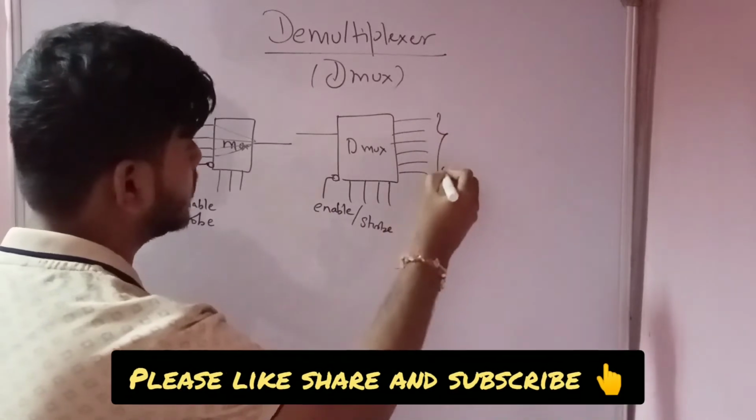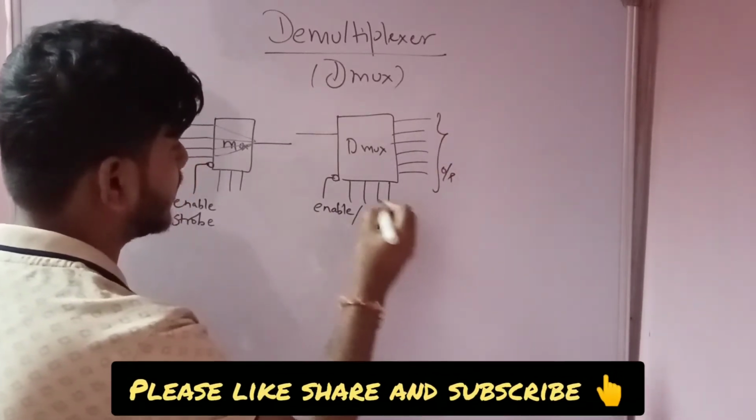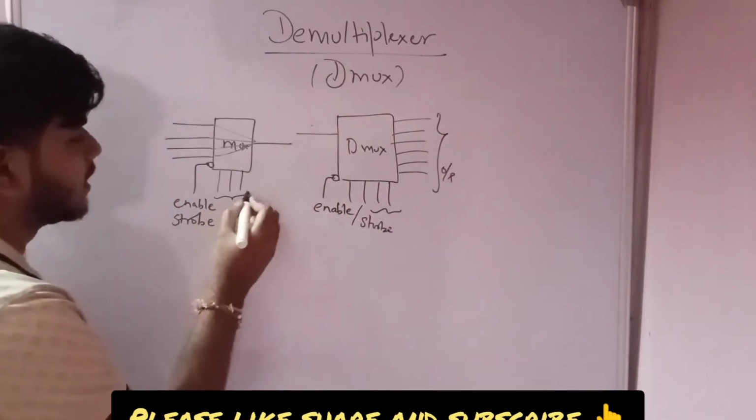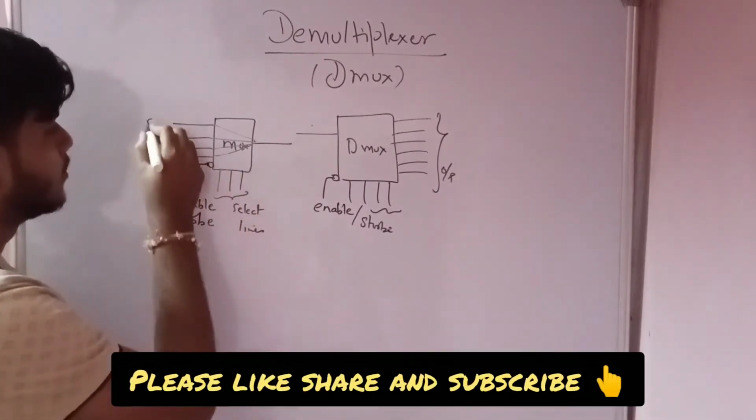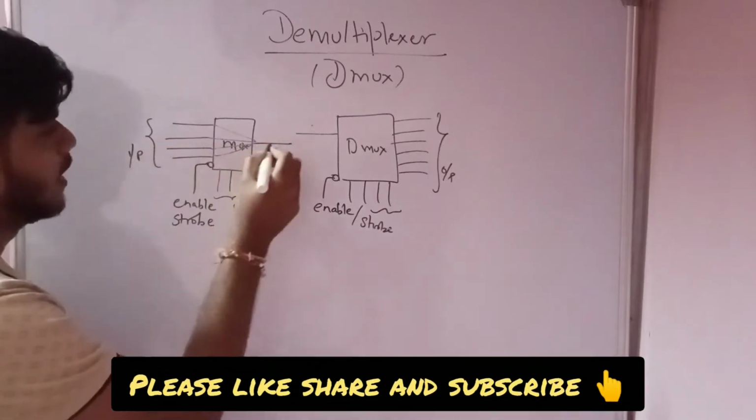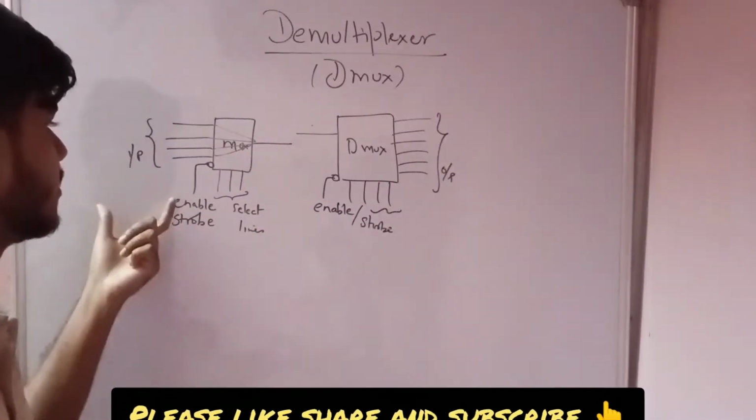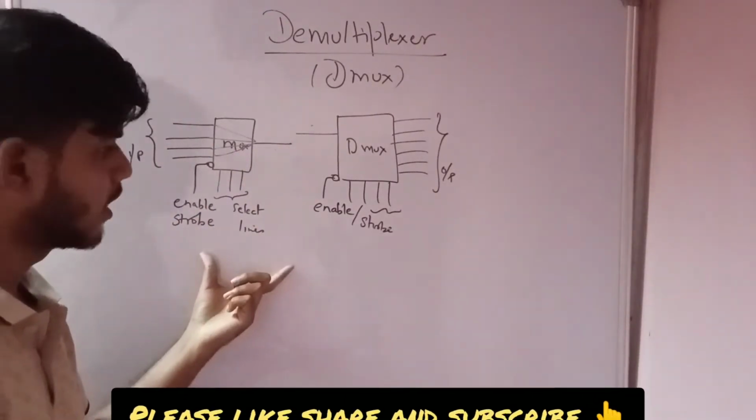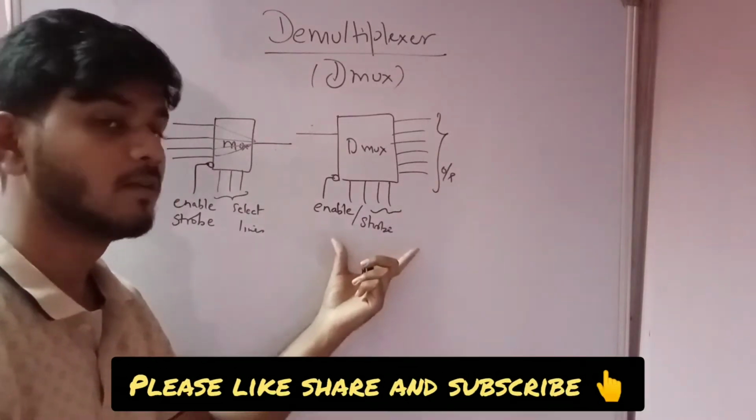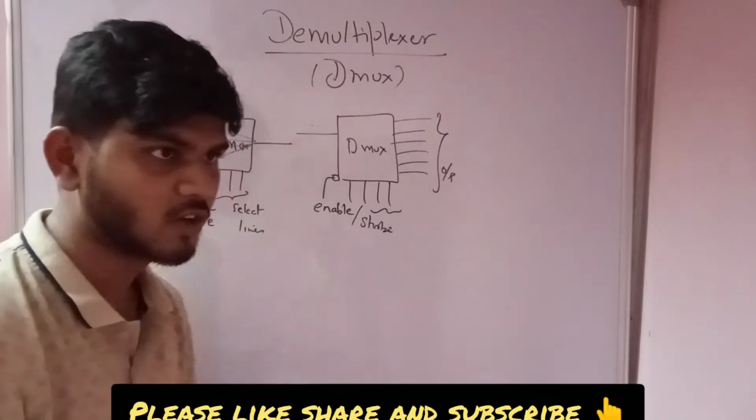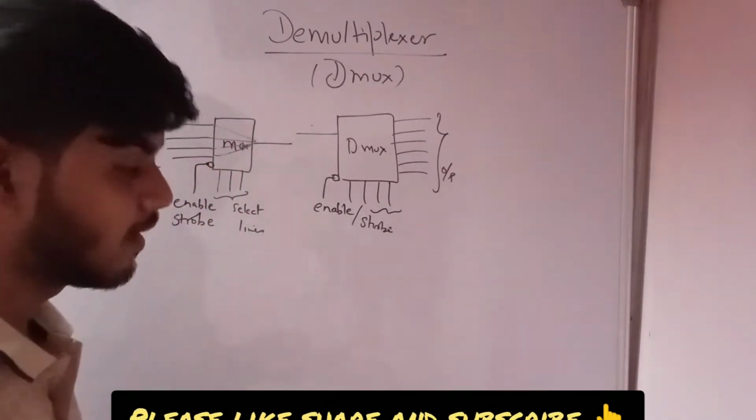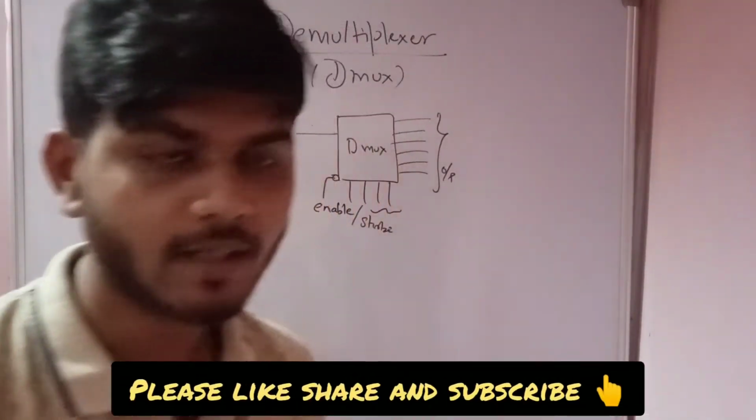And this is the output. These are the select lines and this is the input. So your mux is a several input, single output combinational logic, whereas demux is a single input and several output combinational logic. So now let's look at 1:4 and 1:8 demux.